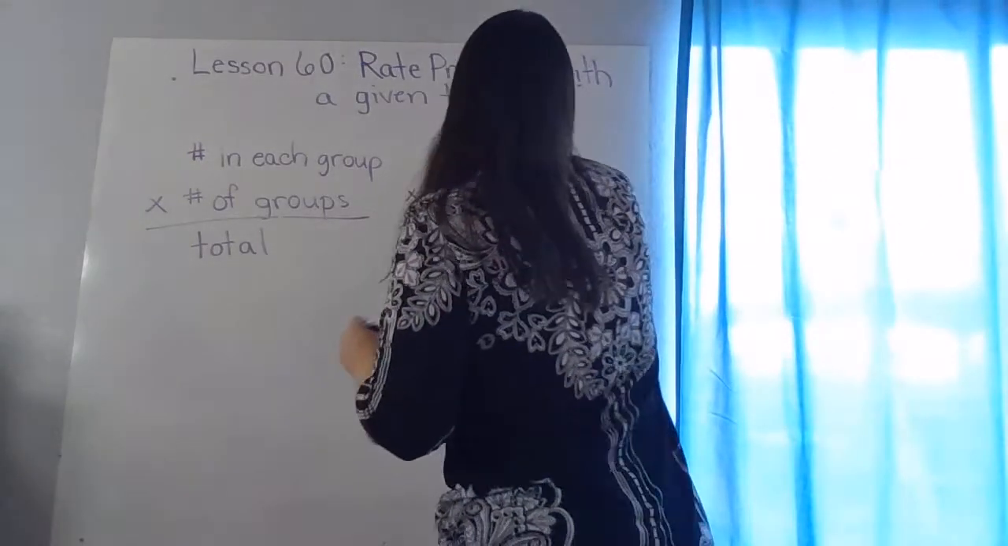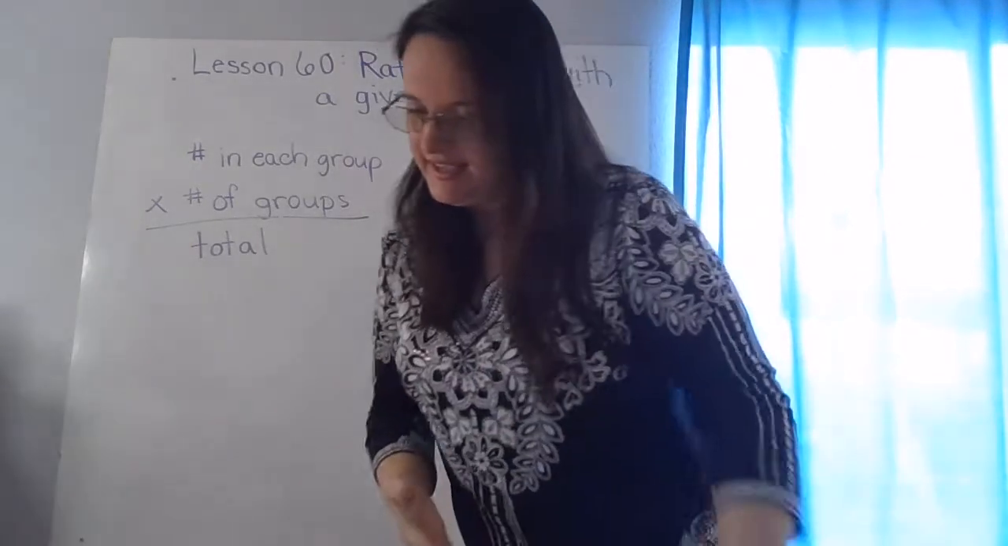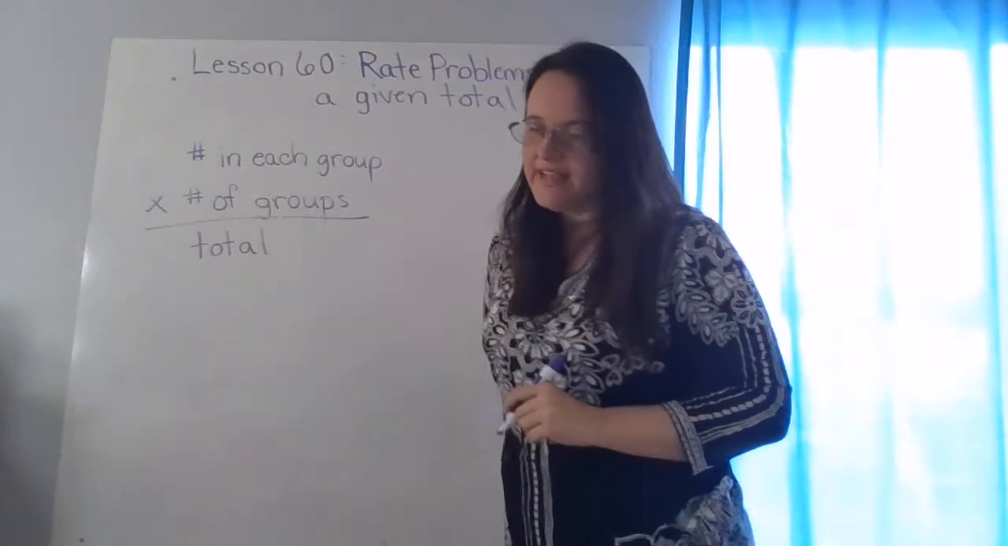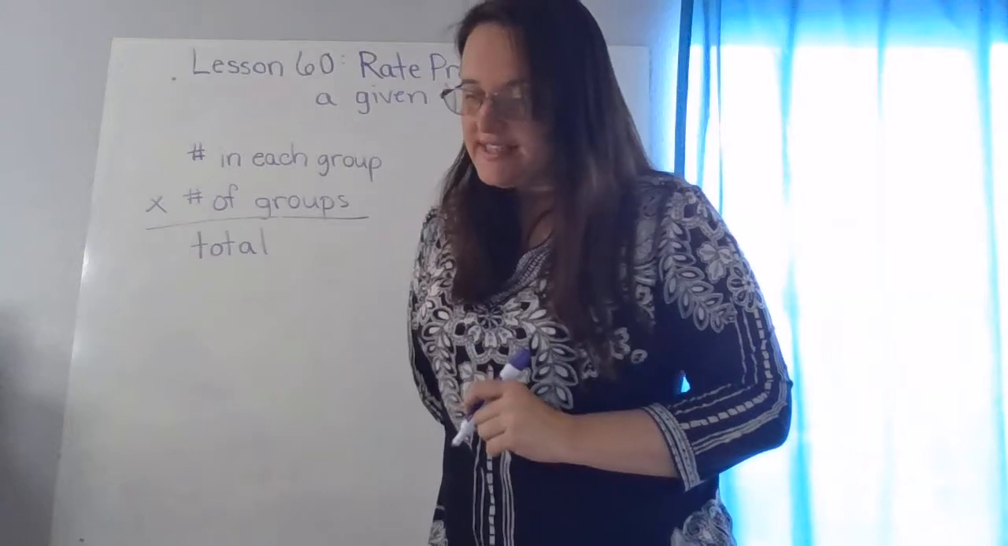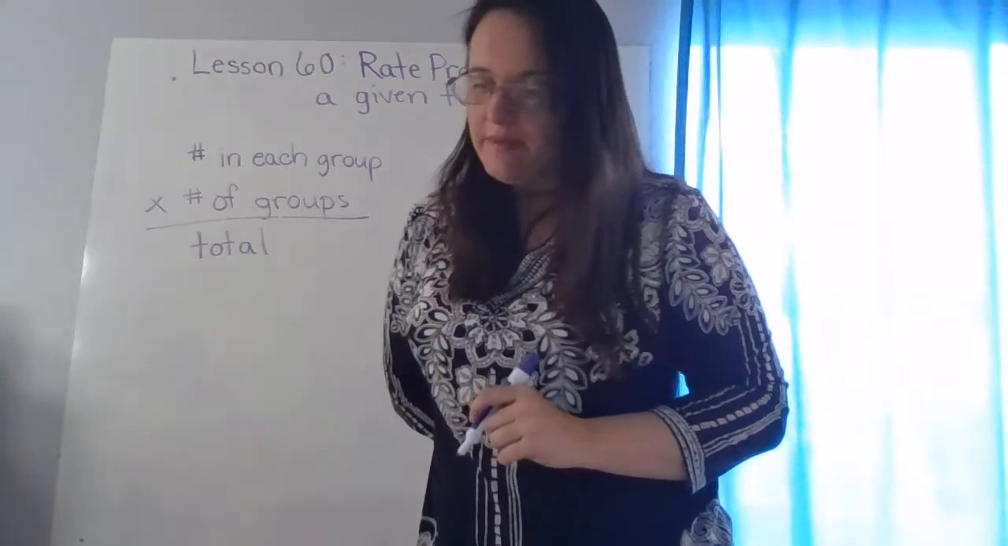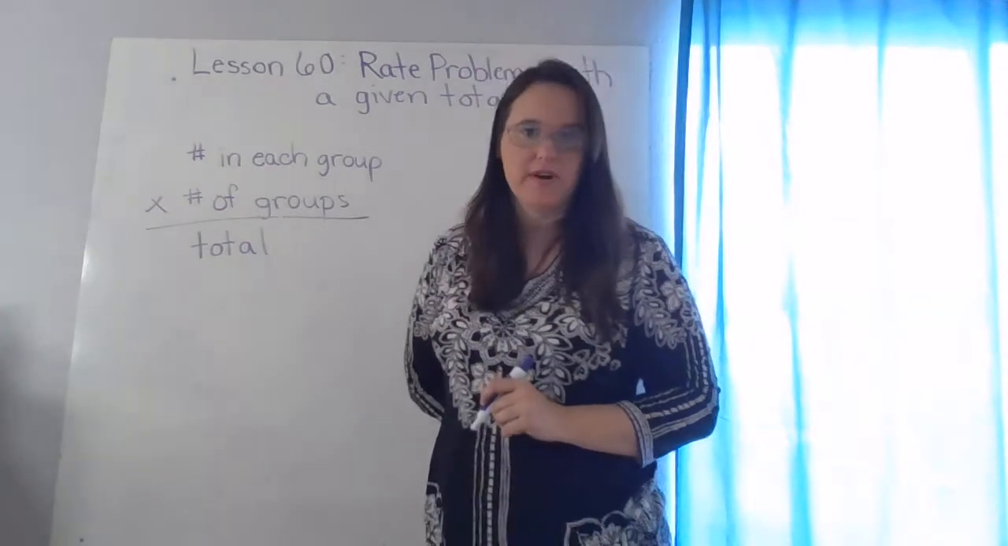Okay, our next example is Yolanda rode her bike 24 miles in 3 hours. Yolanda's average riding rate was how many miles per hour?